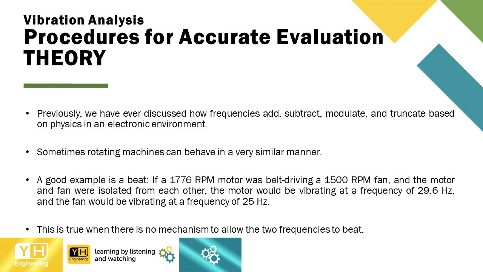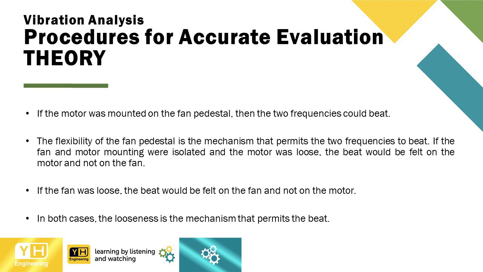A good example is a beat. If a 1776 RPM motor was belt driving a 1500 RPM fan, and the motor and fan were isolated from each other, the motor would be vibrating at a frequency of 29.6 Hz, and the fan would be vibrating at a frequency of 25 Hz. This is true when there is no mechanism to allow the two frequencies to beat. If the motor was mounted on the fan pedestal, then the two frequencies could beat. The flexibility of the fan pedestal is the mechanism that permits the two frequencies to beat.